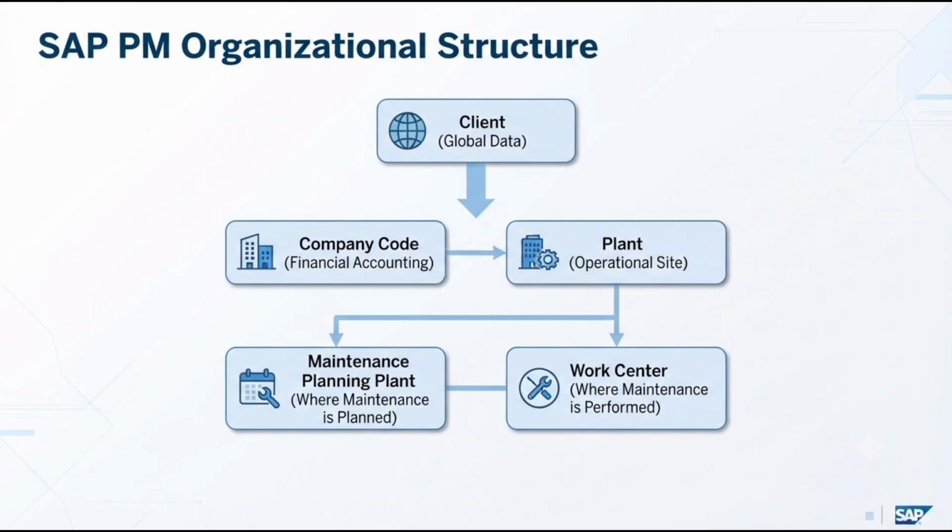A maintenance planning plant is the plant responsible for planning maintenance activities, while maintenance plant is the location where the technical objects actually exist. Work centers represent the groups of people or machines that perform the maintenance work. These organizational units are linked together so that costs, materials, and capacity can be tracked correctly. Setting up the structure correctly is critical because almost every master record and transaction later refers back to these units.